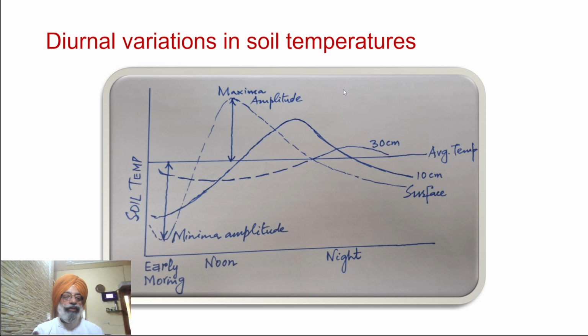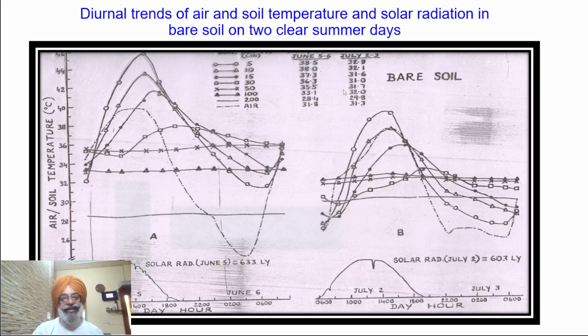So you already know this. This is what happens to the air temperature. This is what happens to the soil temperature. But of course, there is the trend. It varies with soil depth. Now this is all what you say about the diurnal variations. But in this case, I'll be explaining the diurnal trends of air and soil temperature.